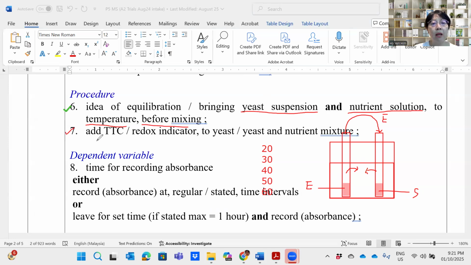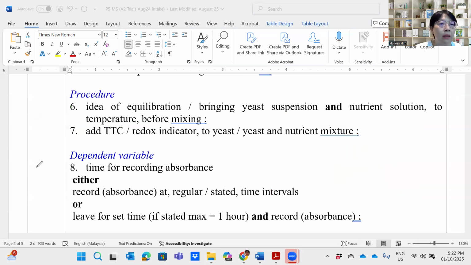Then number 7, don't forget to add TTC to the yeast and the nutrient mixture. Do I add the TTC later? I don't like to add TTC later, because TTC at room temperature can affect the temperature of these two. So probably I also get another tube which contains TTC, which is even better. Then add all 3 together. This one is very good. This one reduces error in the experiment.